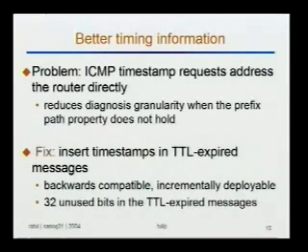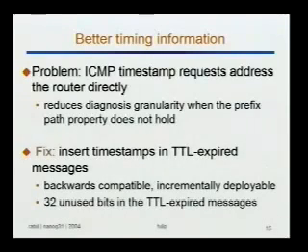So here's the problem that can be solved with a very simple fix. The problem is the following, that ICMP timestamps need to address the router directly. As a result of that, we get reduced diagnosis granularity or localization granularity when the prefix path property, which is the path the probes take to the router, is not a subset of the path to the destination. When this property does not hold, here's a simple fix to that.